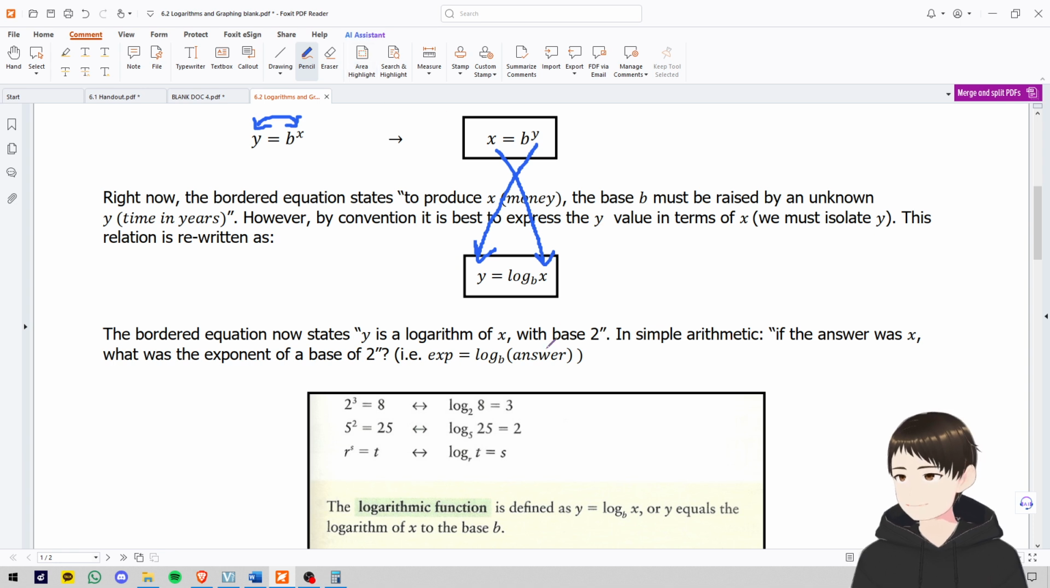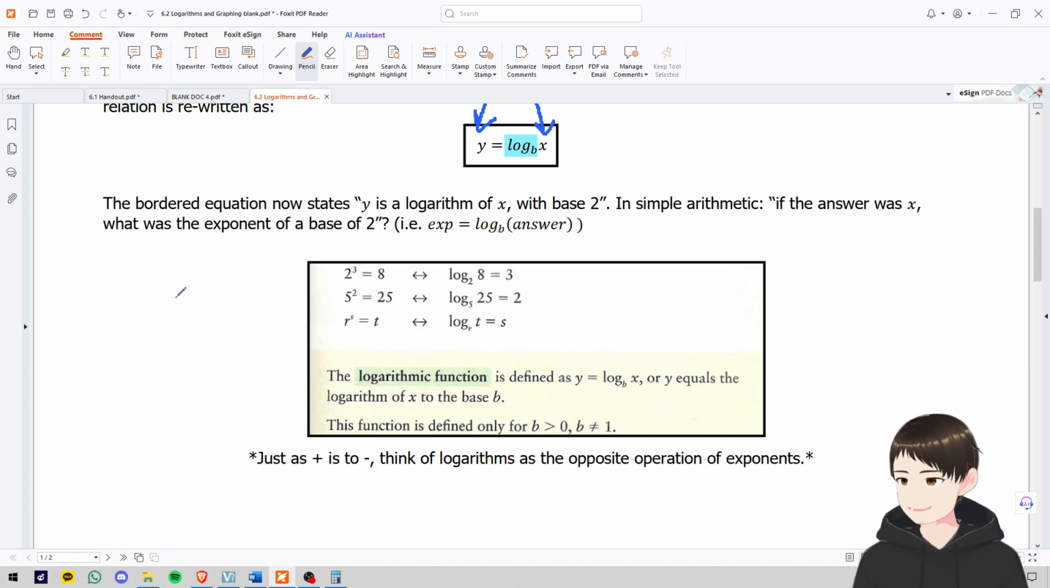We are introducing a new function called a logarithm. Logarithm of the same exponent base that we were using. So the equation above here, we call it y is a logarithm of x using base b, or base 2, or base whatever. Okay? In simple arithmetic, it's, if the answer was x, what is the exponent with a base of 2?